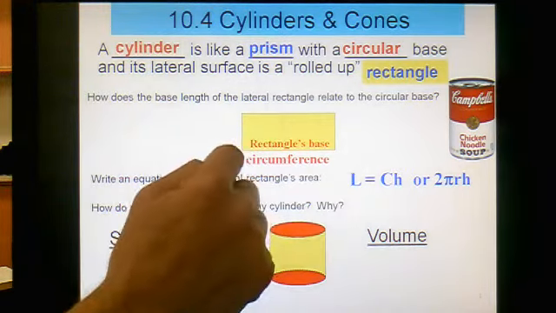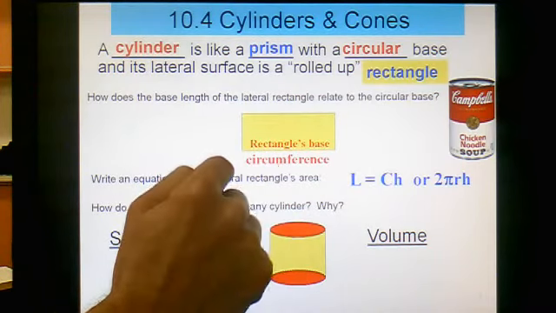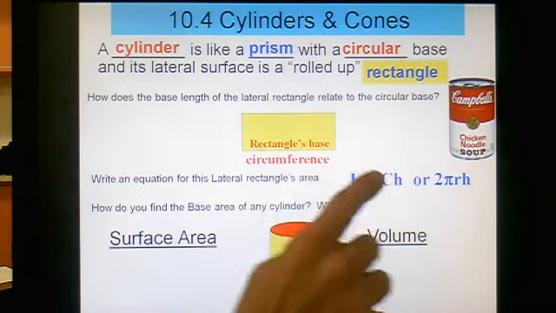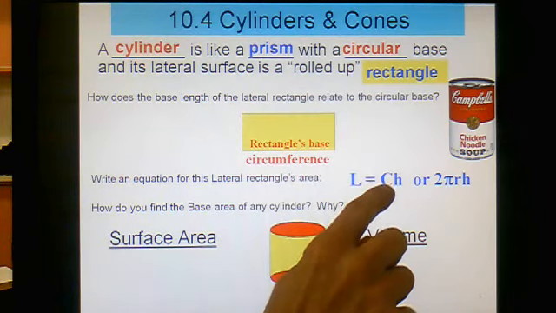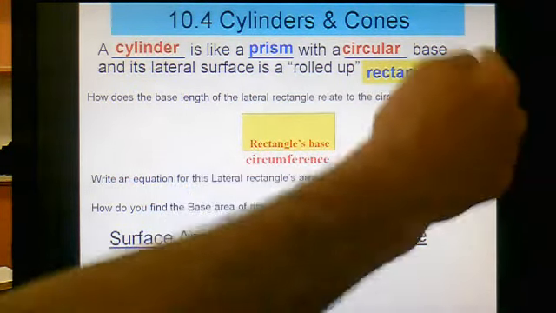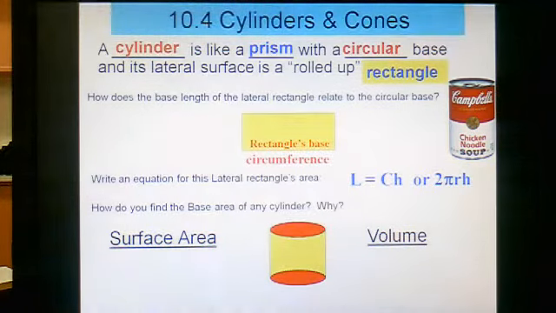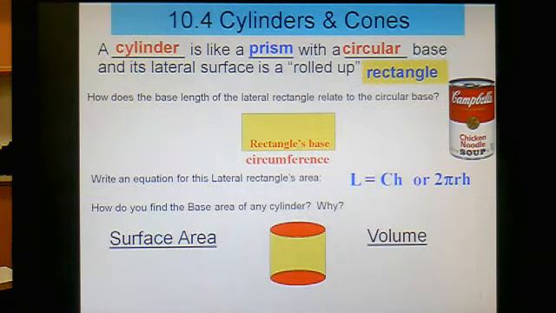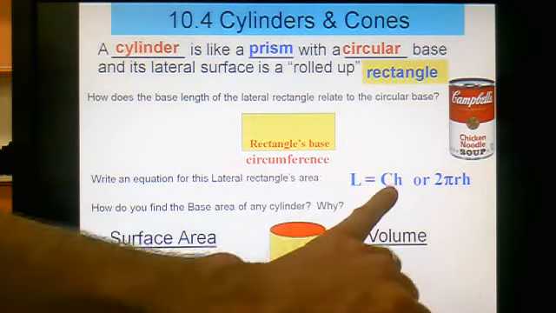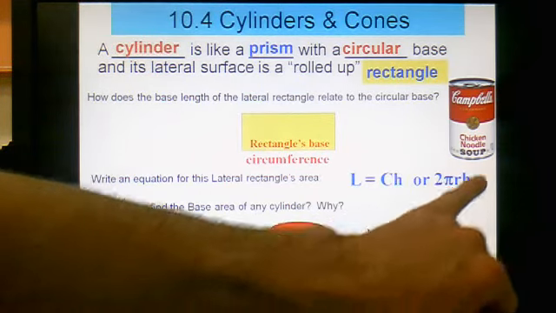Well, the area of this is going to be base times height. And I could do b times h, but I've replaced b with c, because the base of the rectangle is actually the circumference of the base. And then I've even gone one more step and said, well, I know circumference is 2 pi r.